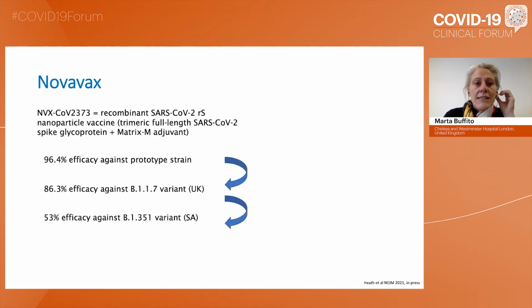So let's have a look at the Novavax vaccine. This is a recombinant nanoparticle vaccine, including the spike glycoprotein and a matrix adjuvant. They press released their data for the first time in January from the UK study and from the South African study. They showed a 96.4% efficacy against the prototype strain, the wild type strain, 86.3% efficacy against the B117, the UK variant, but only 53% efficacy against the South African variant. So the good news is that it's still above 50%, but you can see that there is a remarkable decrease in terms of efficacy against the different variants.